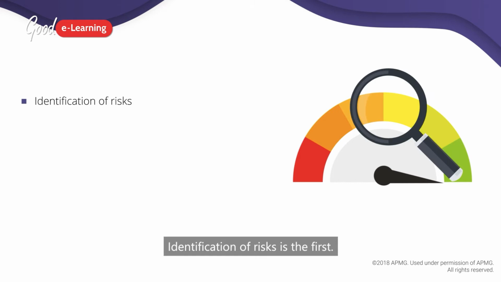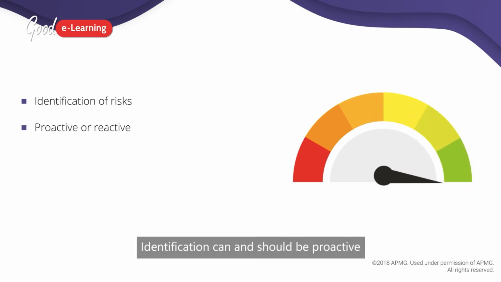Identification of risks is the first. Identification can and should be proactive, with program team workshops identifying potential risks that may occur during the program. It can also be reactive, based on changing circumstances introducing new risks.